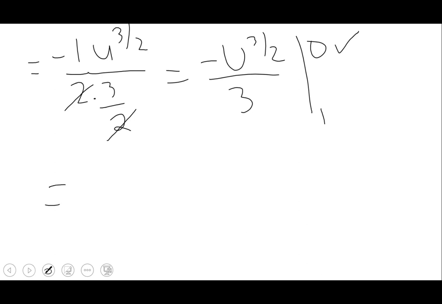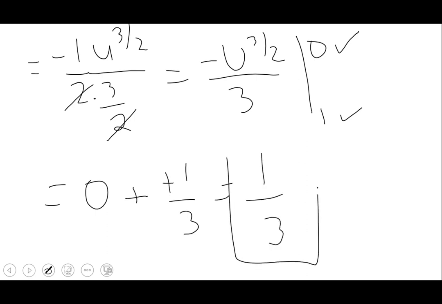So when I plug the top value in here, I of course get 0. You're then always going to do a subtraction, and you're then going to plug in the bottom value. So if I plug in the bottom value, I'm going to get 1 to the 3 halves, which is 1, make it negative, divided by 3. 0 minus negative 1/3, negative negative becomes a positive, which means my final answer for this problem is positive 1/3.